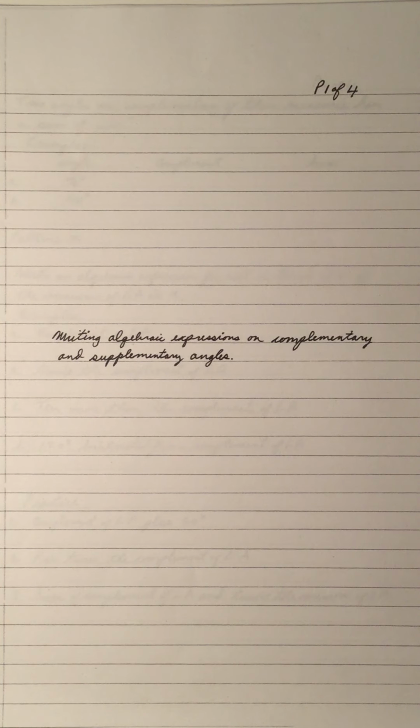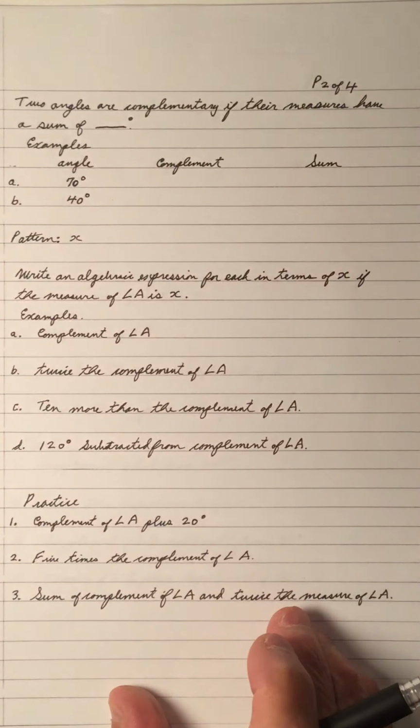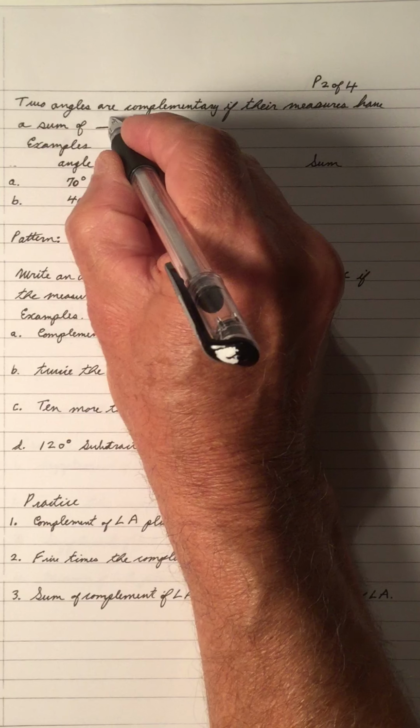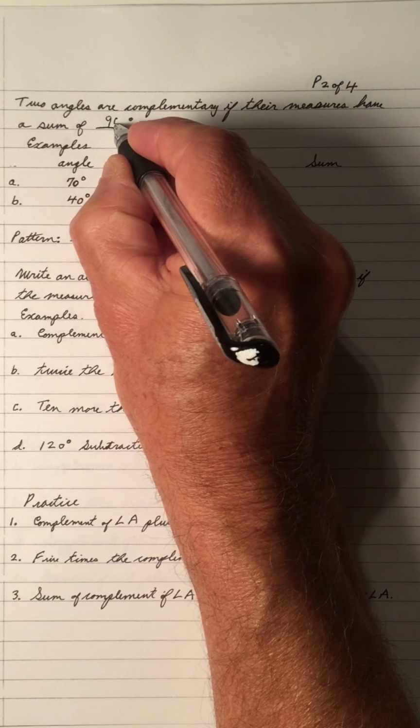Hi, welcome to my video on writing algebraic expressions on complementary and supplementary angles. Two angles are complementary if their measures have a sum of 90 degrees.